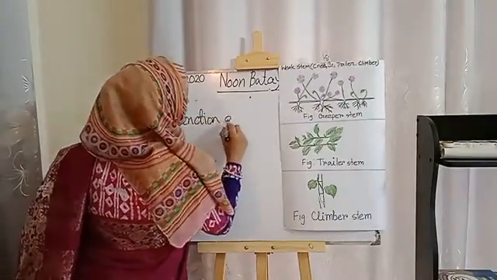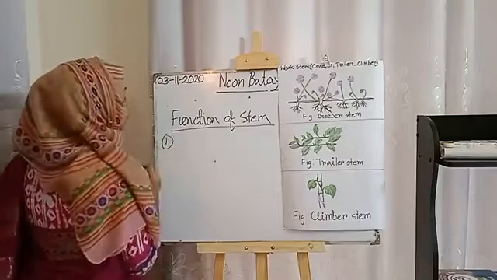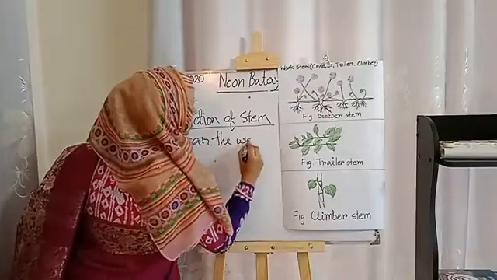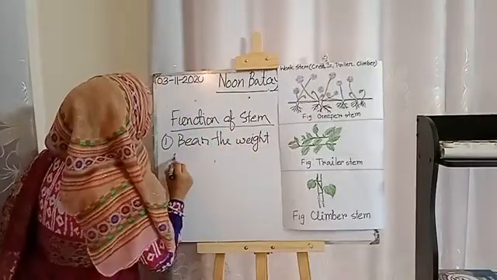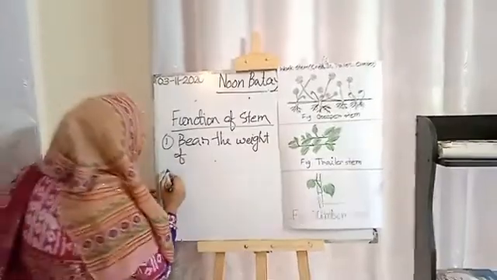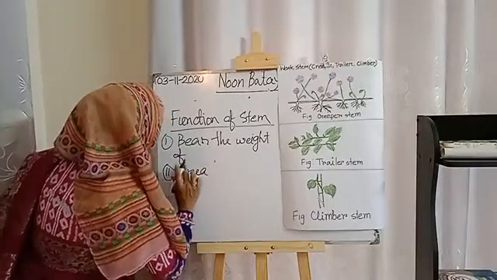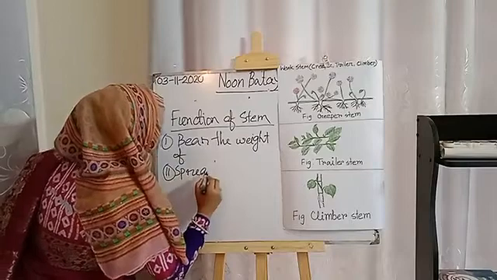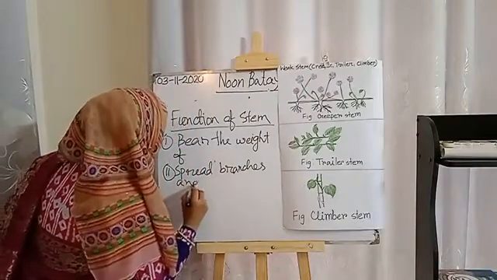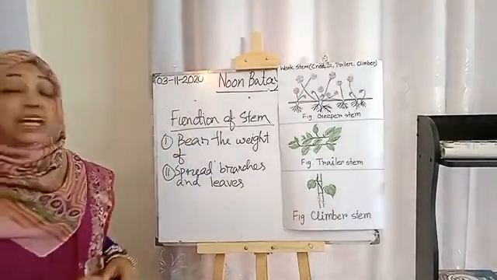Okay. Now we are going to learn the function of stem. Number 1, the function of stem is to bear the weight of leaves, branches, fruits, and flowers. Number 2, the function is to spread branches and leaves in such a way that they can easily get sunlight.